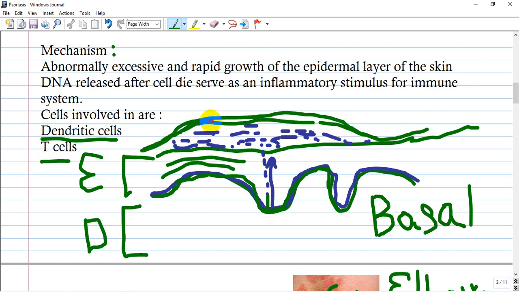the upper layer, so you'll see the corresponding patches, scaly, corresponding to psoriasis. So these are DNAs released from dead cells. It's an inflammation. Other than cells, you can see cytokines, you can see many inflammatory cells like dendritic and T cells also involved in these patches.